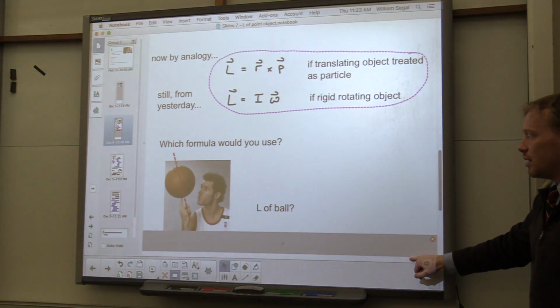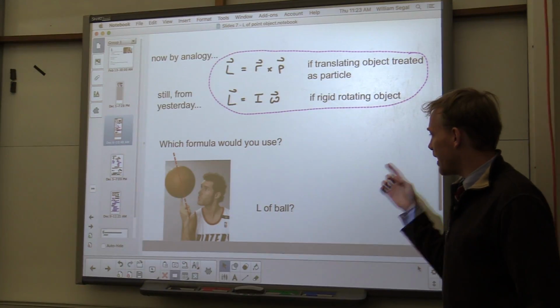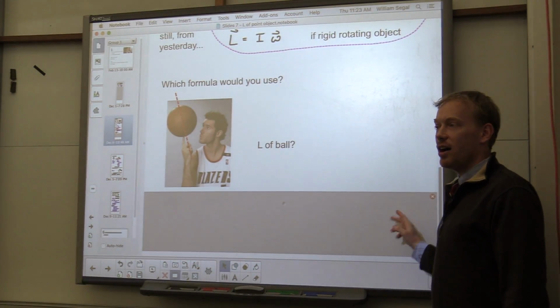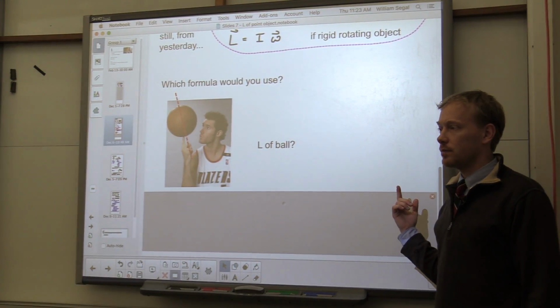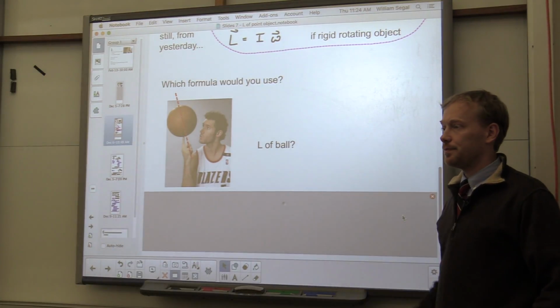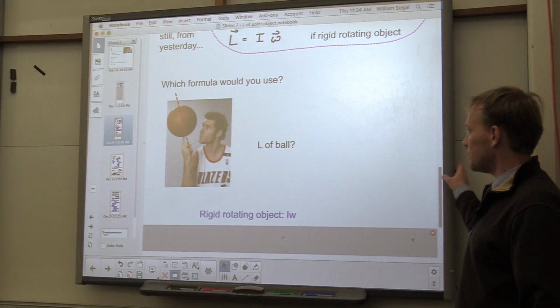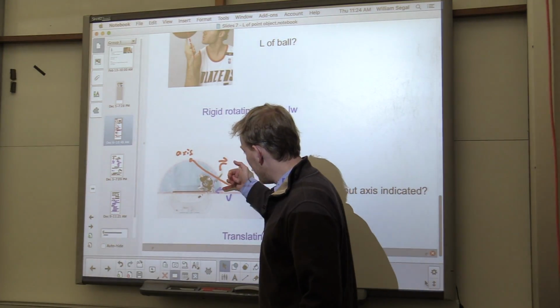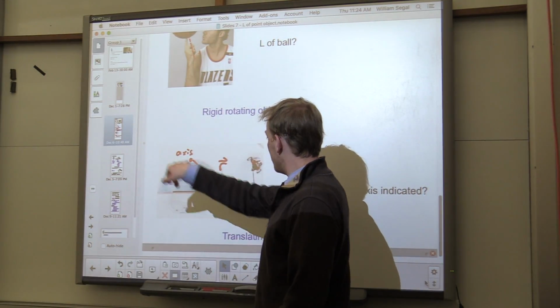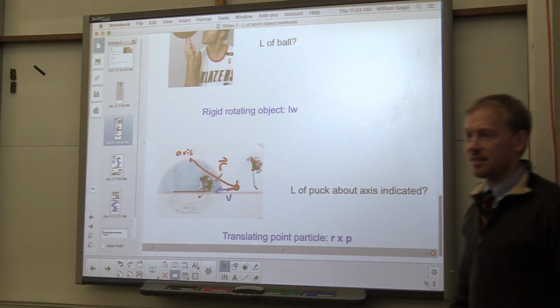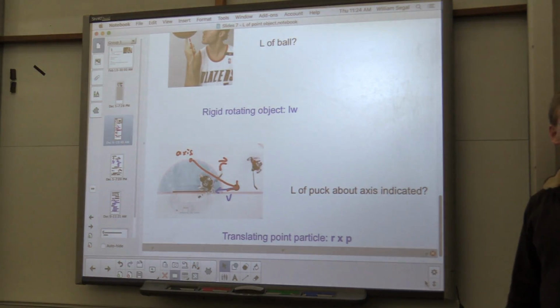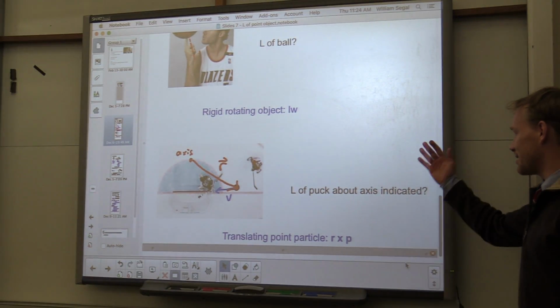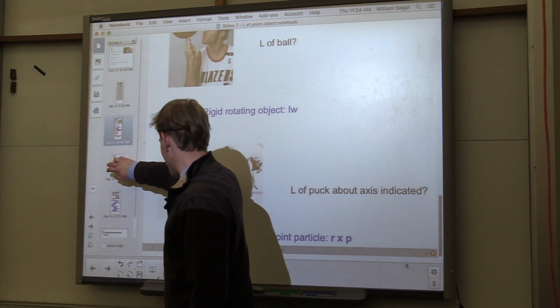For example, the angular momentum of the ball around that blazer's finger, I omega or r cross p? I omega. The angular momentum of that hockey puck shot with this instantaneous velocity about that axis, I omega or r cross p? R cross p. Ah, yes. Congratulations to us all.